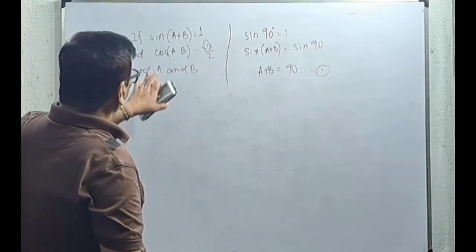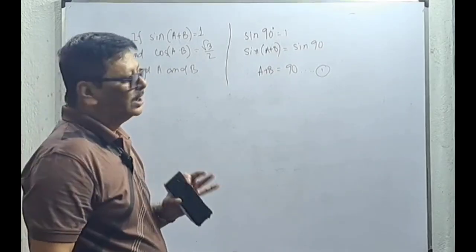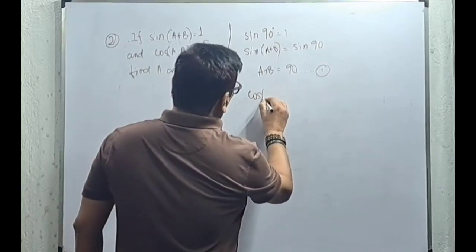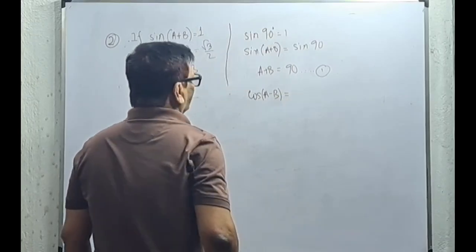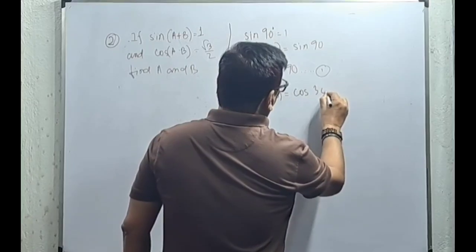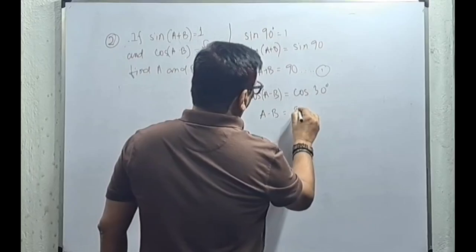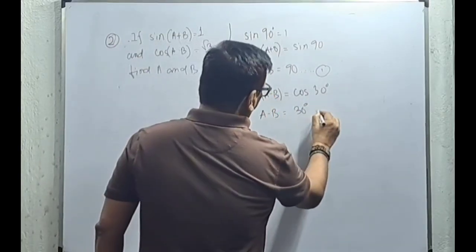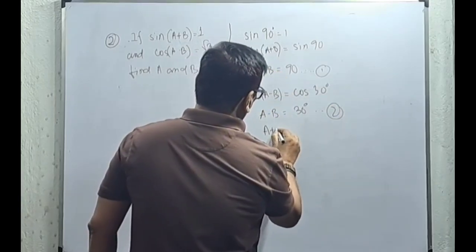Okay. We also know that root 3 by 2 is cos 30 degree. So cos a minus b is equal to cos 30 degree. Therefore a minus b is equal to 30 degree, correct? We write down, this is equation number 2. We write down equation number 1 below 1.